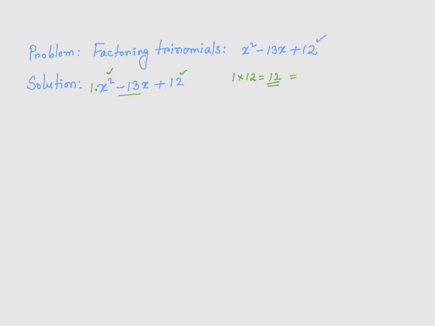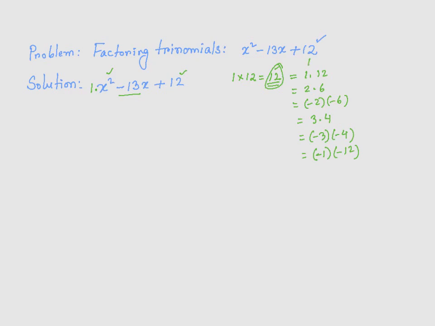So 12, I could factor it in many ways. Let's try it. Obviously 1 times 12, and then it's also 2 times 6. It's also negative 2 times negative 6. Remember, negative 2 times negative 6 is positive 12. Then it is also 3 times 4, 12. It's also negative 3 times negative 4, which is also 12. And then what else is there? One thing, on purpose I put it at the end, which is negative 1 times negative 12, also positive 12.